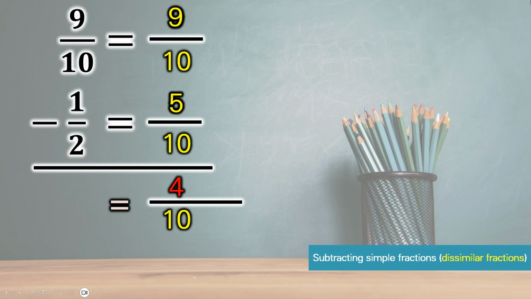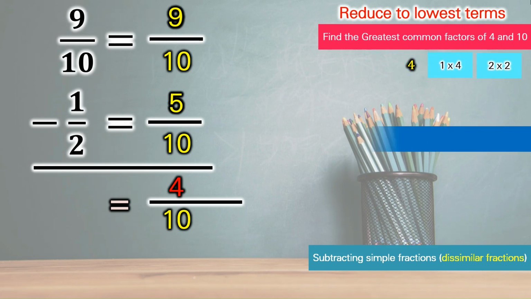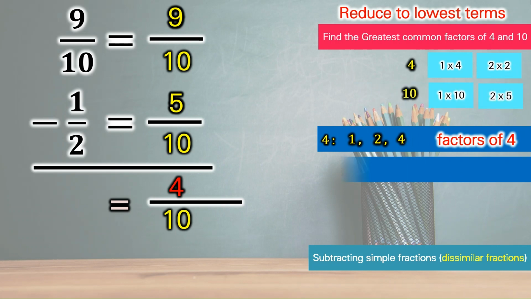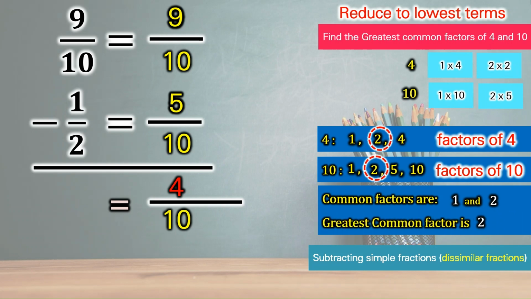Since 4/10 can still be reduced to lowest terms, we must find the greatest common factor of both numerator 4 and denominator 10. The factors of 4 are the following. And the factors of 10 are these. Take note that we use the listing method of finding the GCF. We simply write all the factors of 10 and 4. The common factors are 1 and 2. The greatest common factor is 2. So, we have to divide both numerator and denominator by the GCF 2.